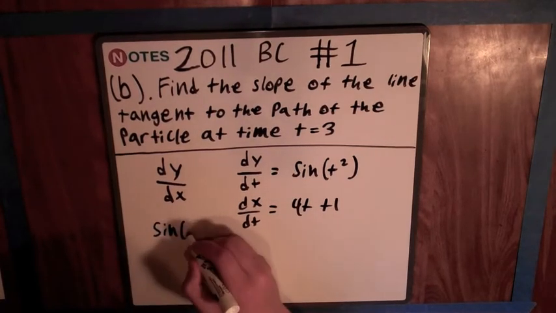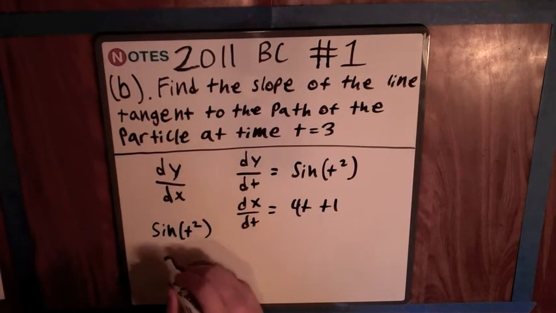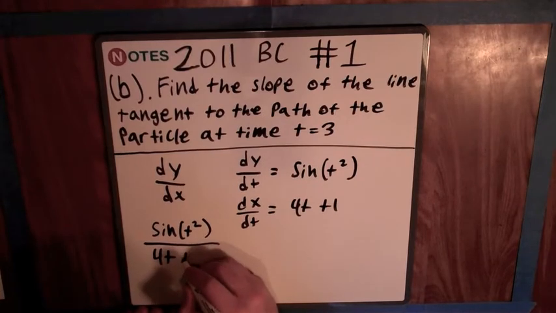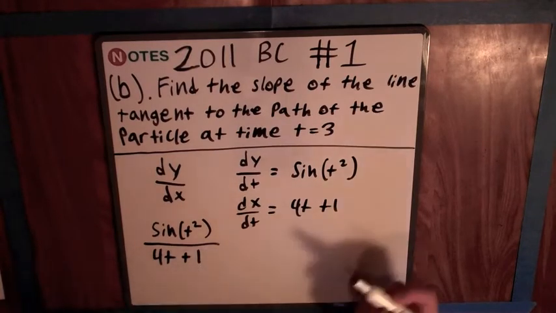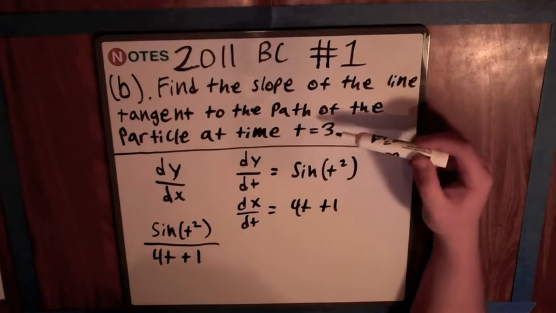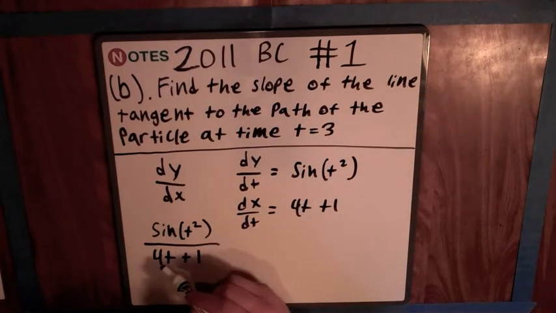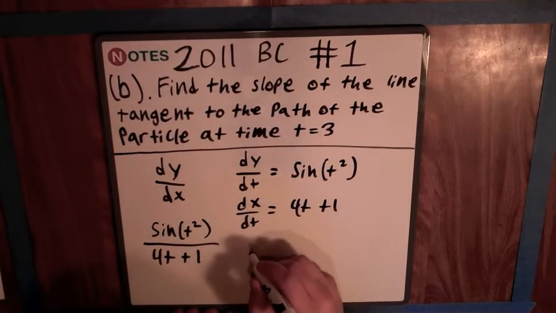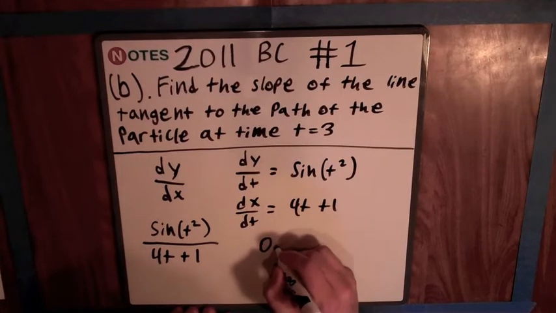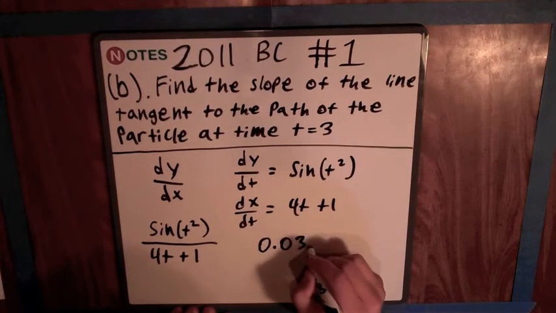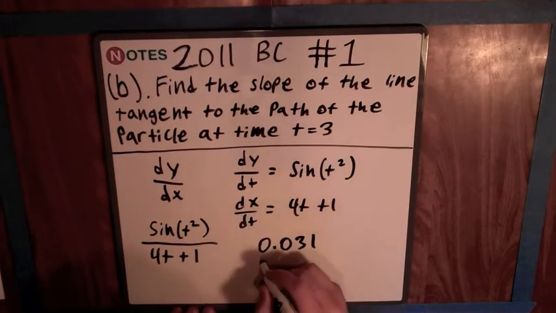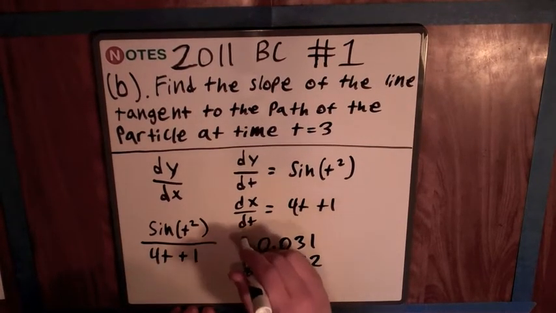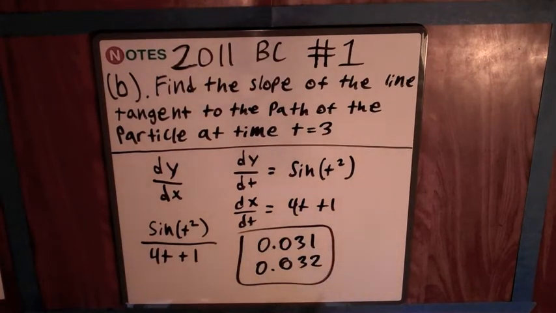sine of t squared over 4t plus 1. And because they're asking for time t equals 3, you plug in 3 here, you plug in 3 here, and using your calculator, this will yield a value of 0.031 or a value of 0.032.